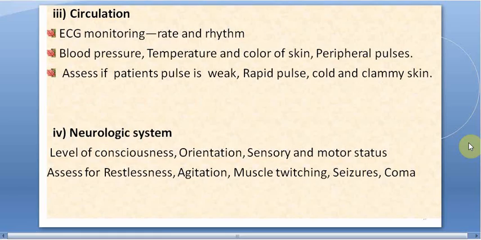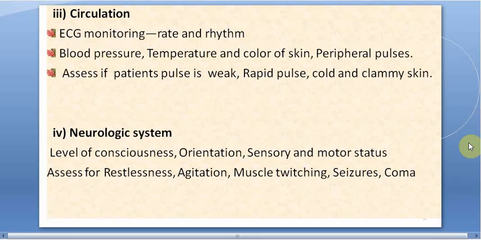For example, if the skin is warm, we know that there is adequate circulation. But if the skin is very cold and clammy, it will indicate very poor blood circulation. Next, in the neurological system, you have to see the level of consciousness, whether the patient is conscious and oriented to time, place, and person.